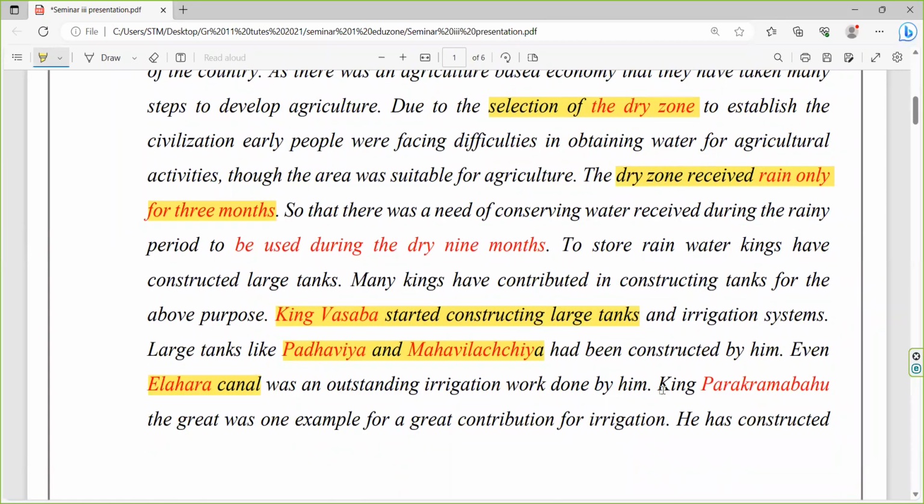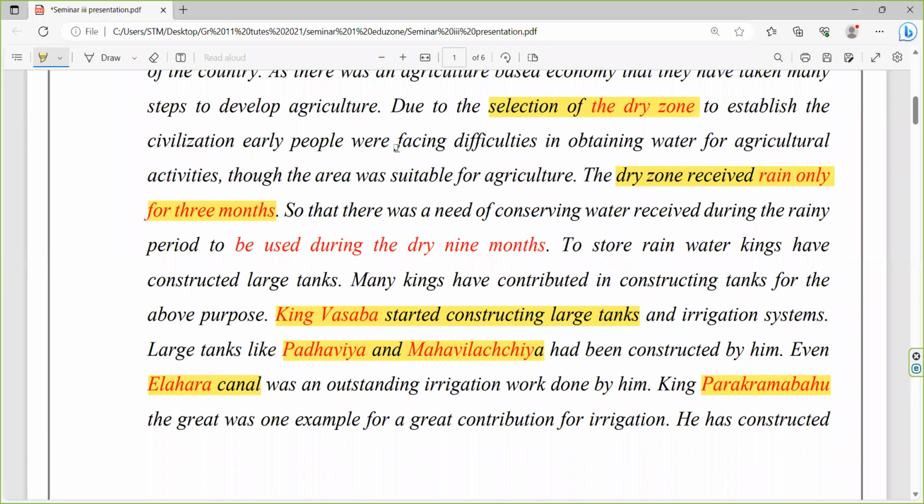And here we are writing about Parakrama Bahu. So here Parakrama Bahu is the second example. He gifted the golden era of Sri Lankan irrigation. Golden era of Sri Lankan irrigation. So he gifted, right? Okay, so I think you just highlighted the important points here and filled in the blanks.